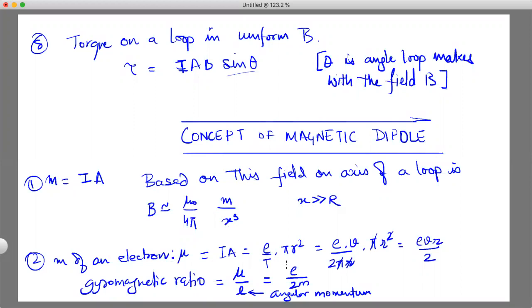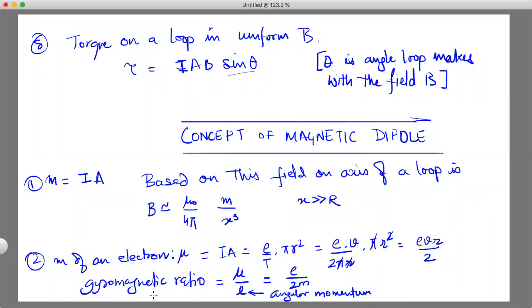And then there is a small note on the dipole moment of an electron, which is equal to evr by 2. R is the radius of its revolution, and v is the velocity of its revolution. This expression is only true for the hydrogen atom, and I don't think they will ask you for other atoms for now. So this is an expression to look at.